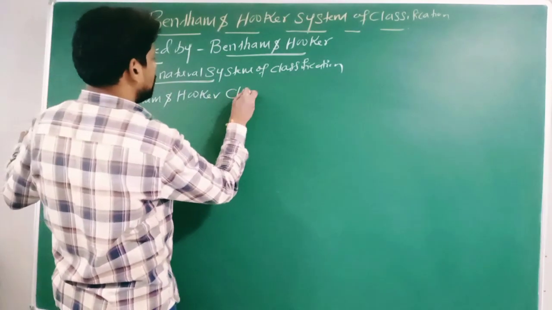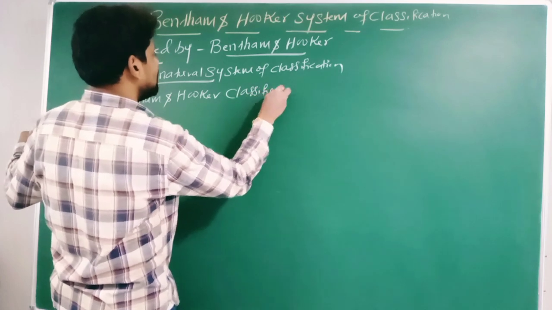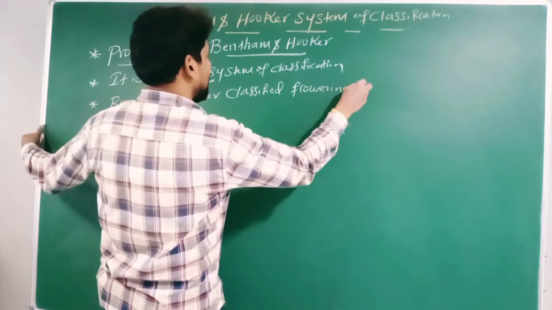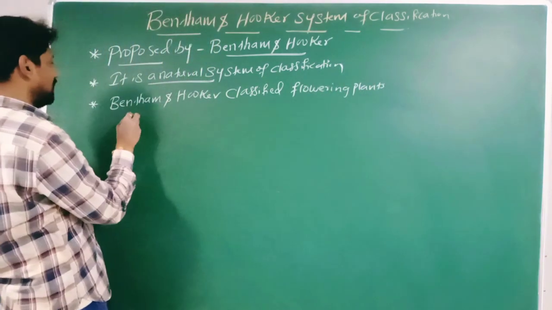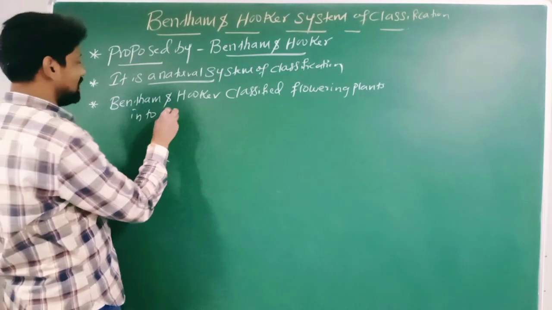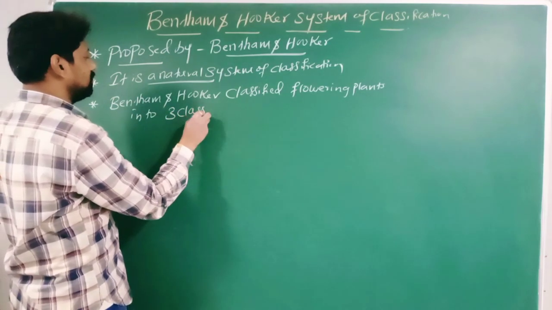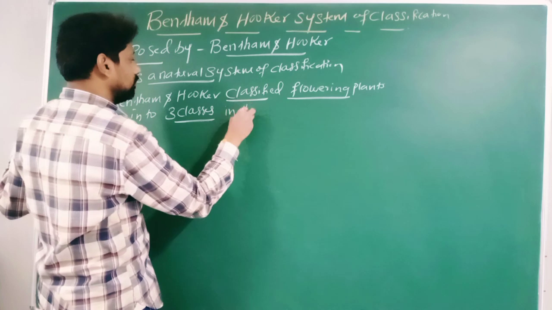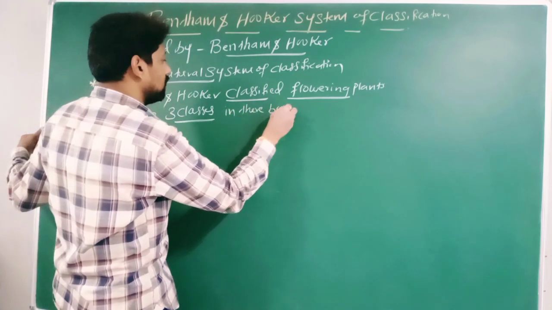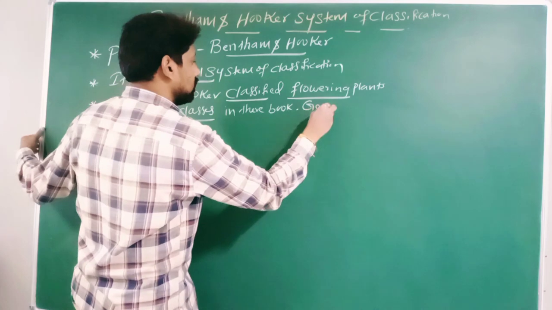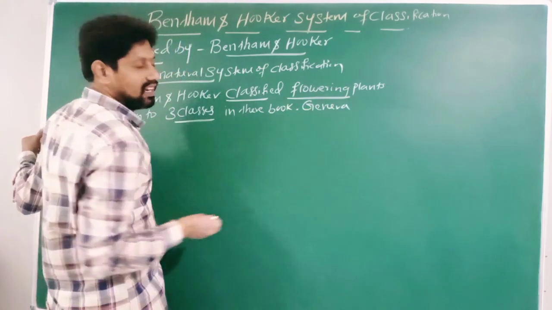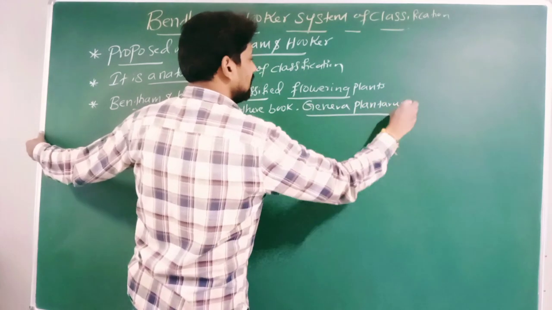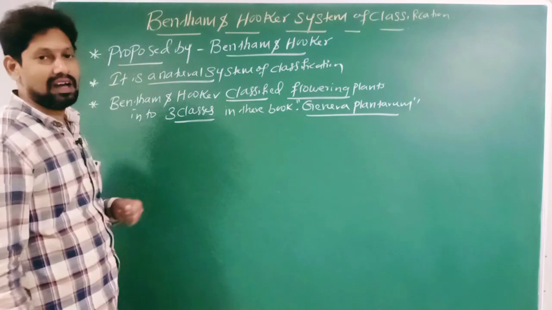Bentham and Hooker classified flowering plants. Classified what, sir? Flowering plants. Classified flowering plants, right, into how many classes, sir? Three classes. Classified flowering plants into three classes in their book. What is that book name? Genera Plantarum. Okay.